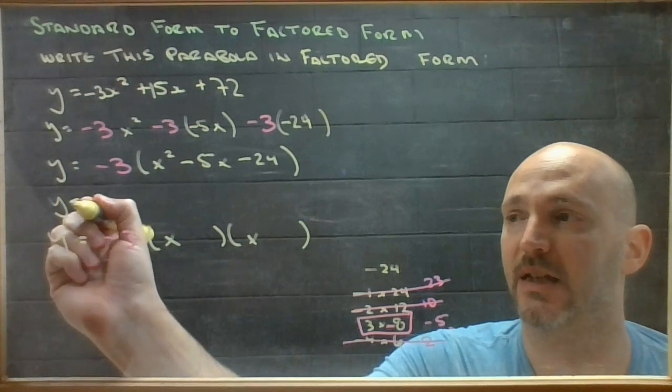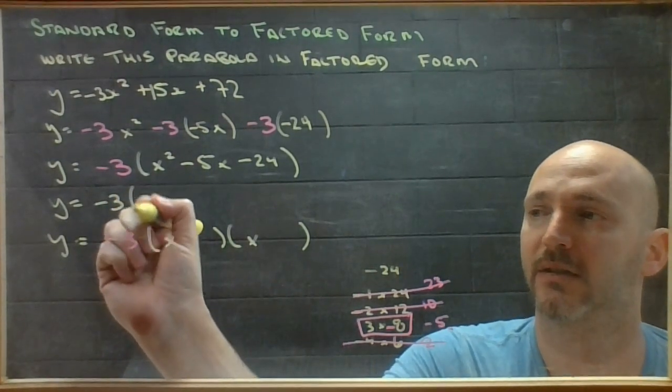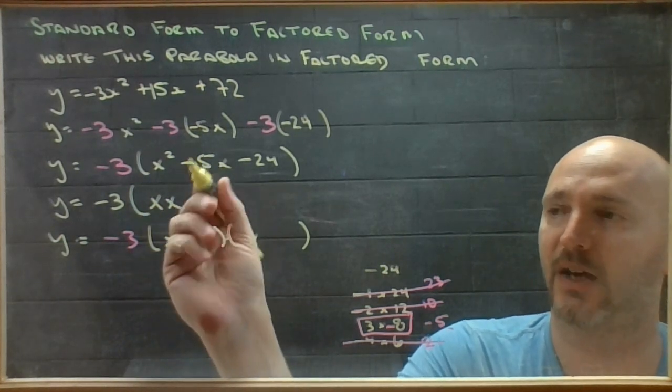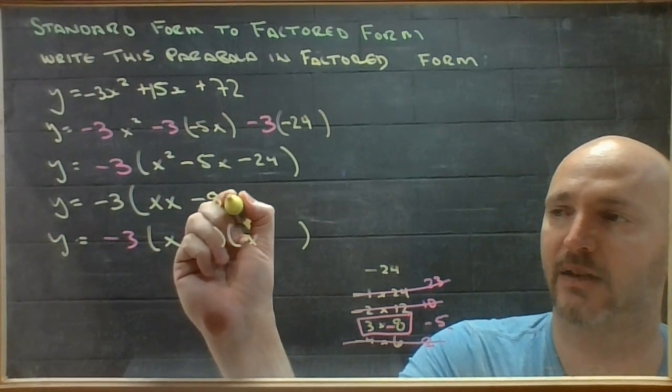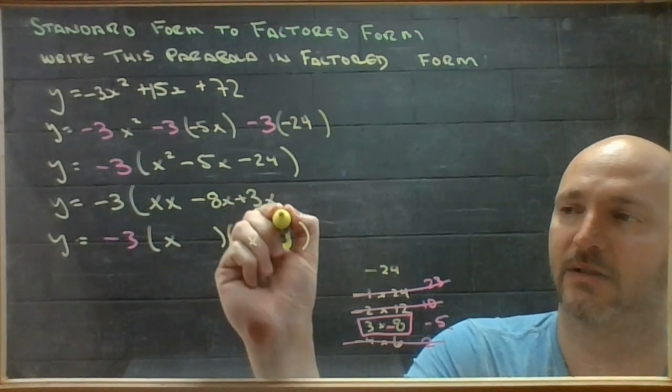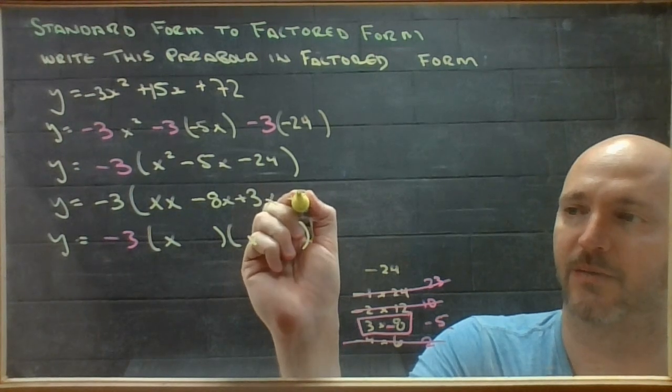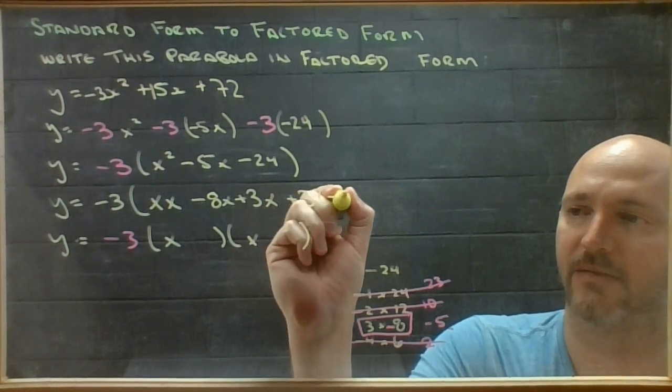Just so you can see it, there's this negative 3 here. X comes from an x and an x. Negative 5x is coming from a negative 8x plus a 3x. And negative 24 is coming from a 3 times a negative 8.